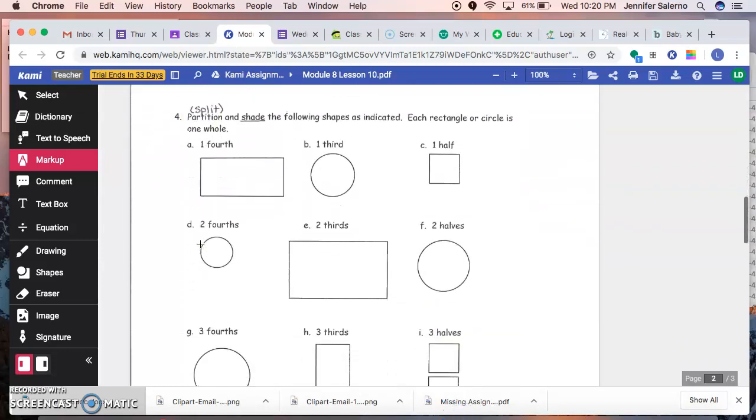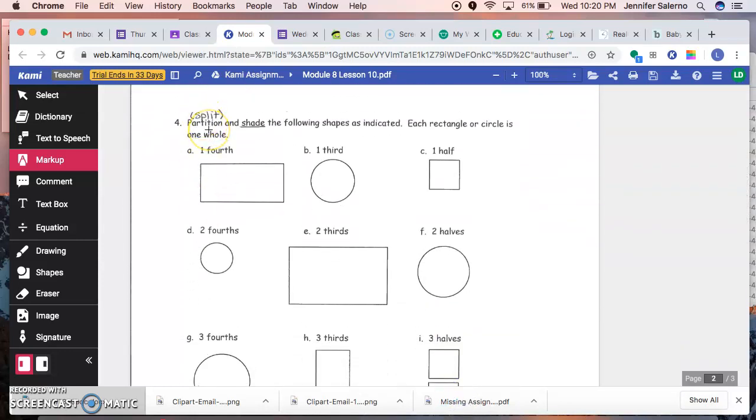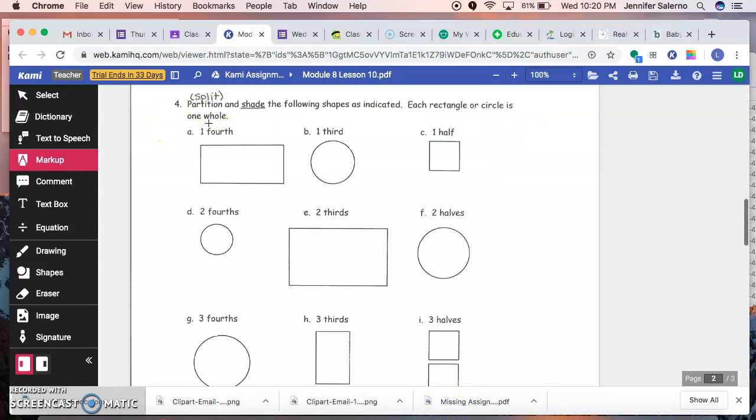All right, moving along. As you see, what we're doing here is a lot of partitioning and shading today. So now you're going to partition and shade the following shapes as indicated. Each rectangle or circle is one whole. So now they're giving you either rectangles or circles or squares, and they're telling you what fraction they want you to show, okay? So look at A.